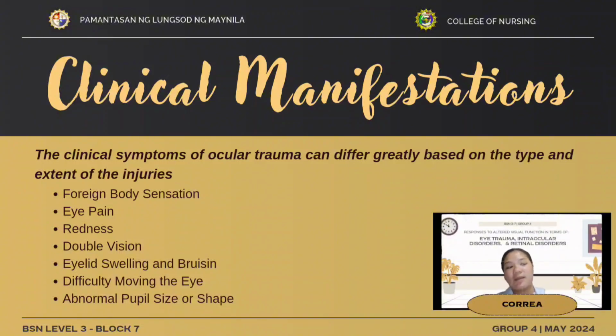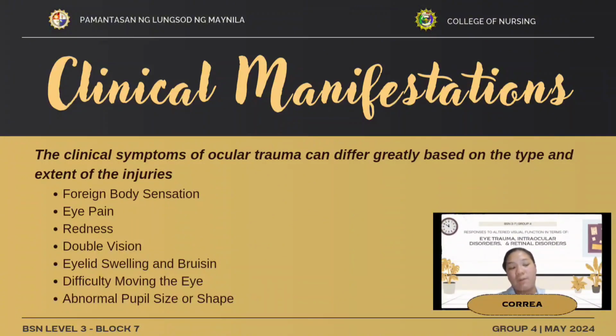Next clinical manifestation is yung double vision or diplopia. Double vision can result from eye misalignment due to trauma or injury to the muscles. Next is eyelid swelling and bruise. Swelling and bruising of the eyelids can occur in cases of direct trauma to the eyelid. Next is difficulty moving the eye. Impaired eye movement can occur due to muscle damage or nerve injury.